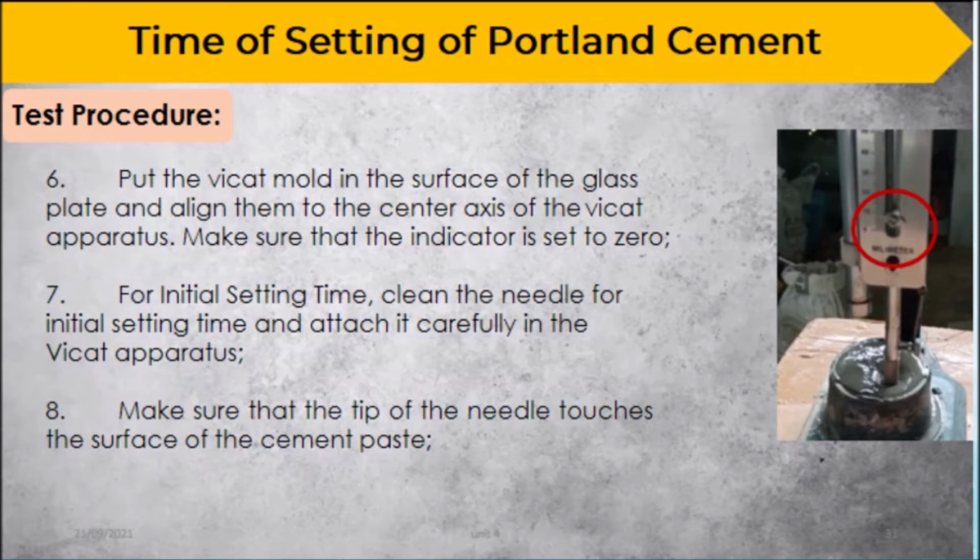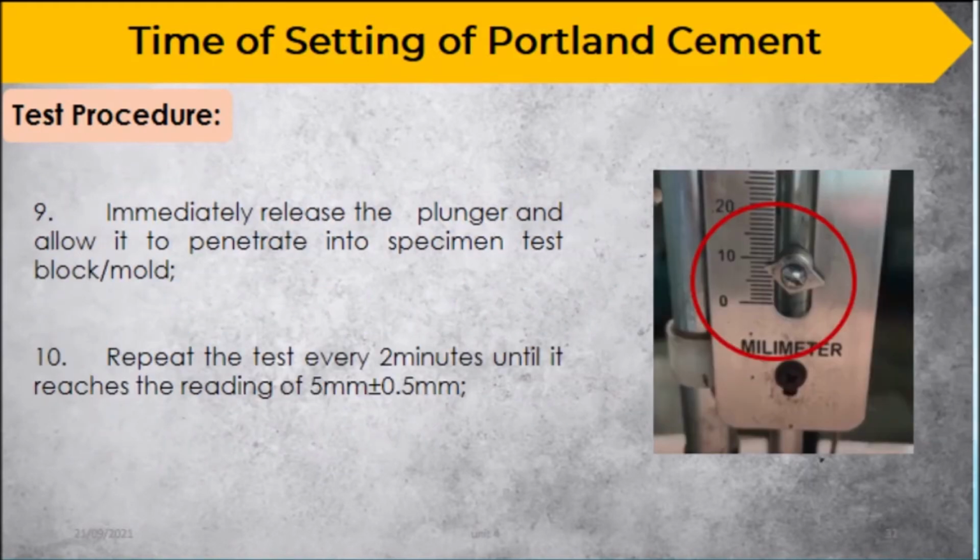For initial setting time, clean the needle for initial setting time and attach it carefully to the VICAT apparatus. Next, make sure that the tip of the needle touches the surface of the cement paste. Next, immediately release the plunger and allow it to penetrate into the specimen test block or mold. Repeat the test every 2 minutes until it reaches a reading of 5 mm plus or minus 0.5 mm.